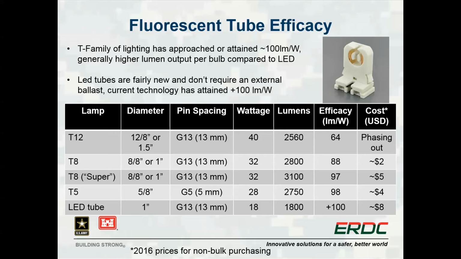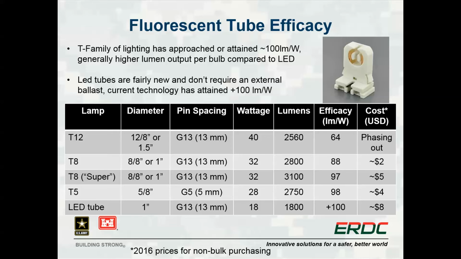There are a couple key points to take away from the table. First, notice that the pin spacing is the same for all the lamps other than T5. This is important when it comes to updating lighting because it means that the tombstone, the part of the fixture that holds the lamp, and shown in the upper right of the slide, must be replaced when converting to T5 lamps. This requires rewiring and can greatly increase the cost of the project.